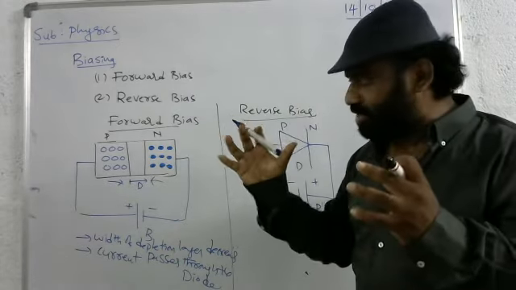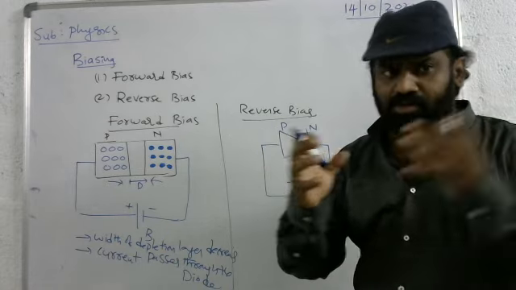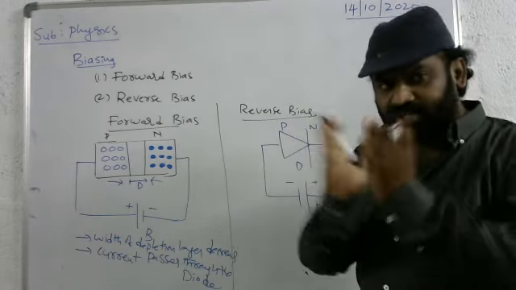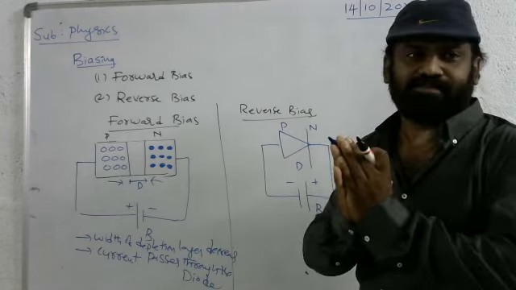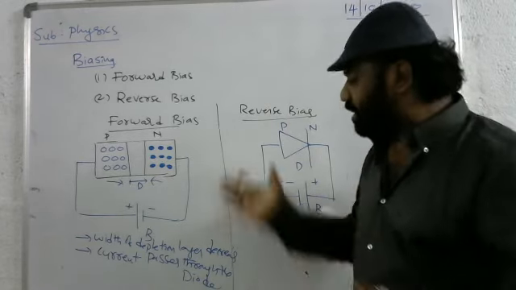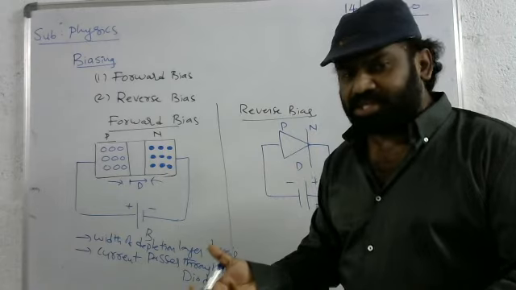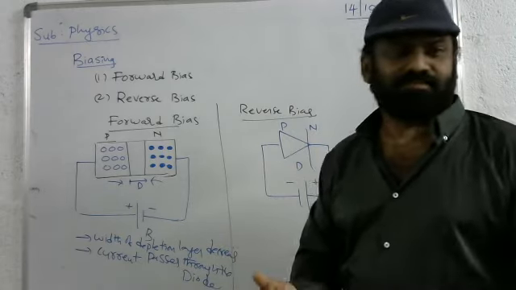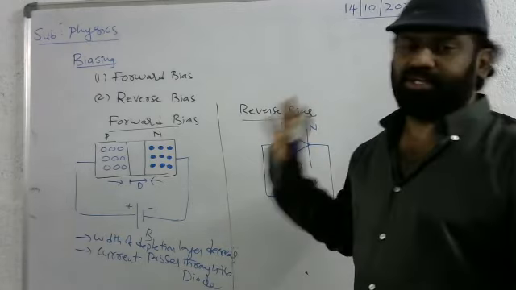As a result, what happens? Electrons are moving towards the junction and holes are moving towards the junction. The width of the depletion layer decreases. So, as the width of the depletion layer decreases, current flows easily. So, current passes through the diode in forward bias.